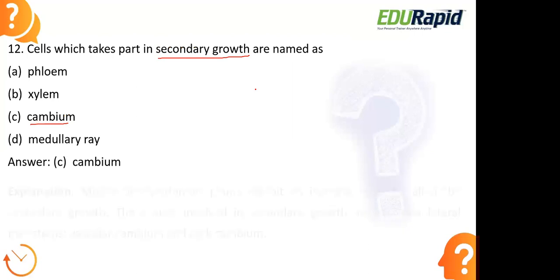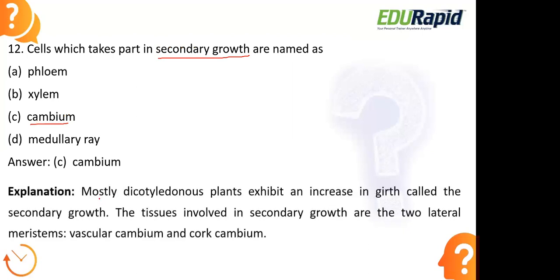Most dicotyledonous plants exhibit increase in girth, right? Increase in girth is what we call secondary growth. For example, if this is a part of a tree, the trunk of the tree, it usually increases when we look at the same tree every year. So it will increase in the girth of the tree. When there is an increase in girth, it's all because of the occurrence of secondary growth.